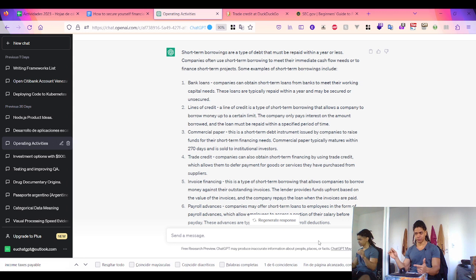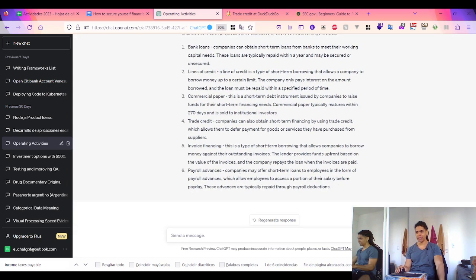A line of credit is how much money a company can borrow for a specific period and up to a certain limit. Commercial paper is a debt instrument issued by corporations to raise funds. Trade credits are short-term financing that allows them to defer payment for goods or services they have purchased from suppliers. Invoice financing, and payroll advance.